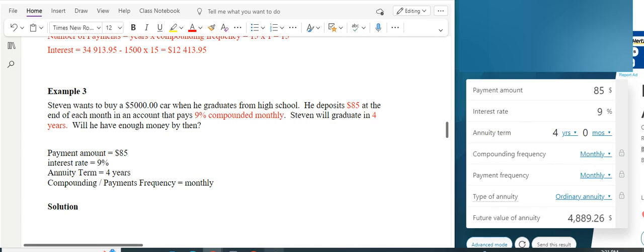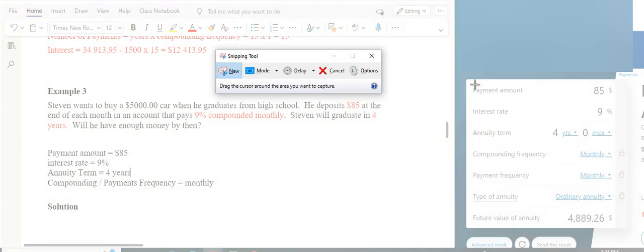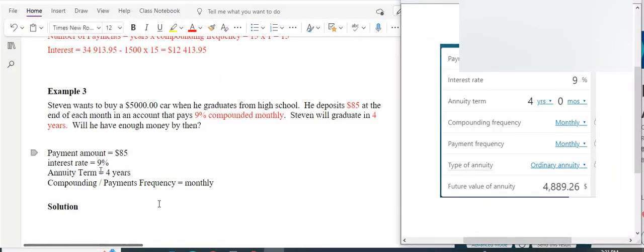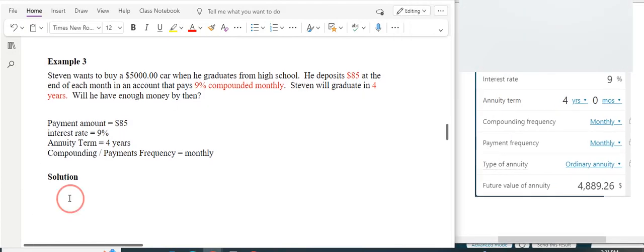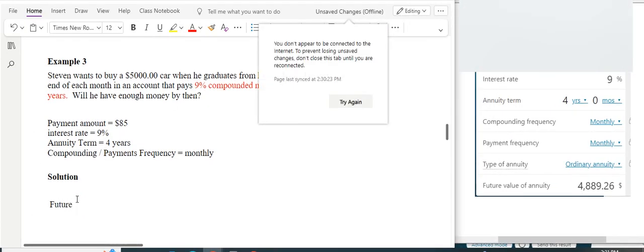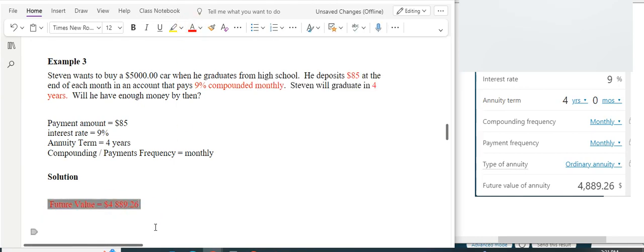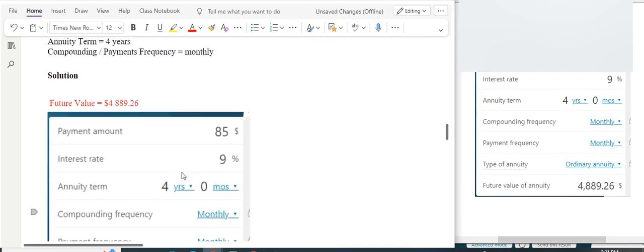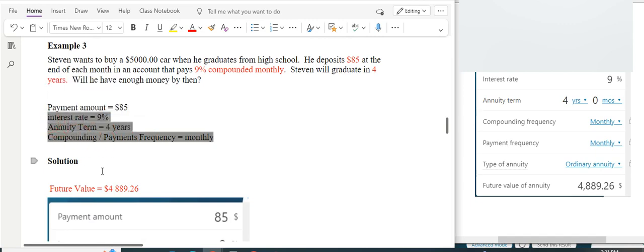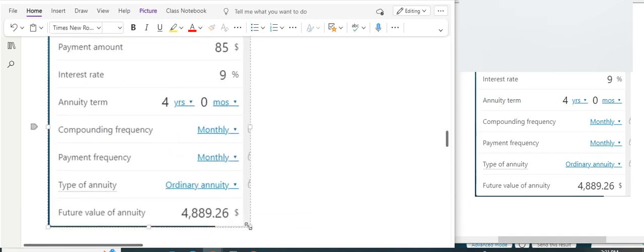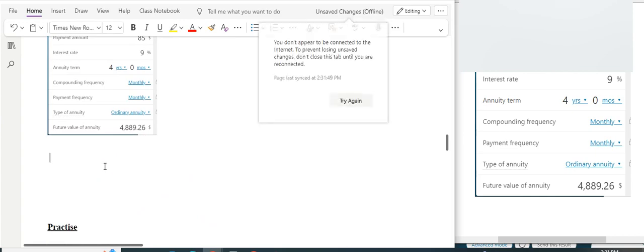And so here, what is our solution? Well, we end up with a future value equal to 4,889.26. Okay. And here is our picture to show, hey, this is what we did. So you should always include this as well. Or you can just do what I did. You can just type it out here and then write your answer afterwards. I'll include the image just so that way you can see what it looks like.